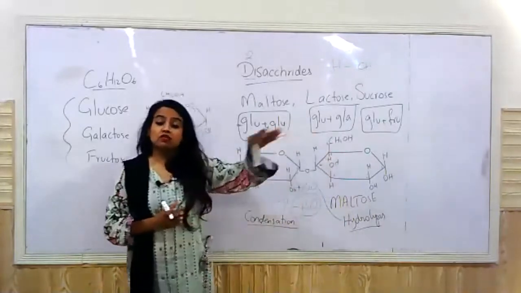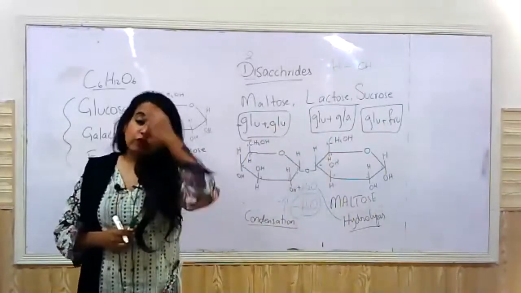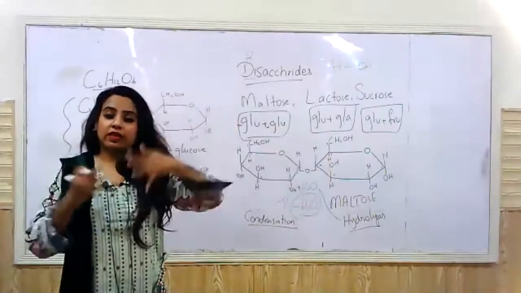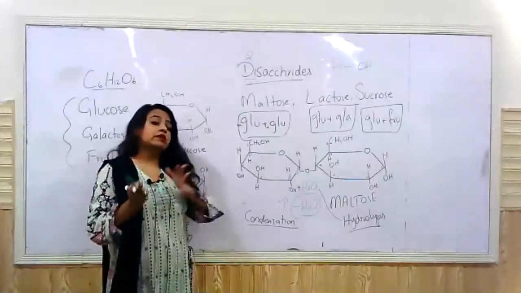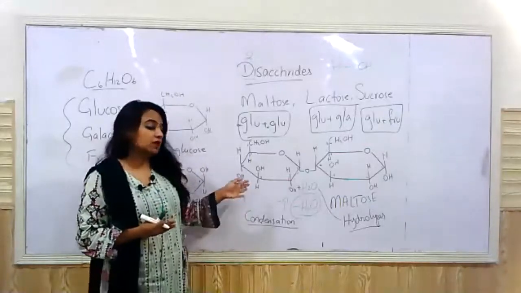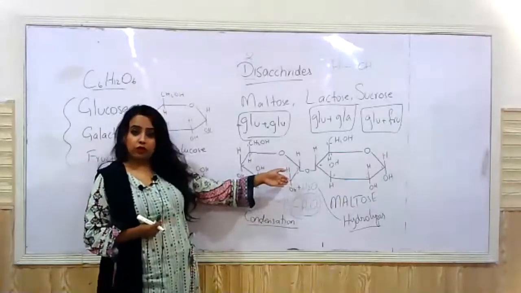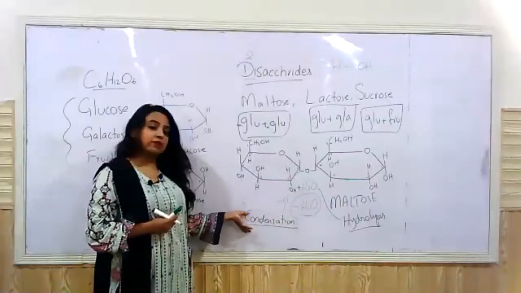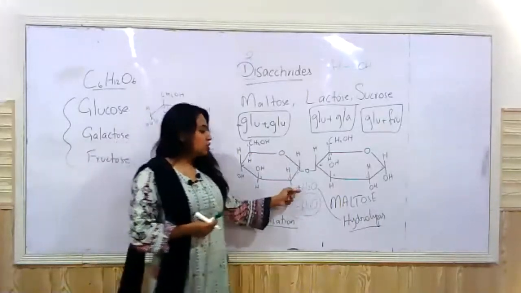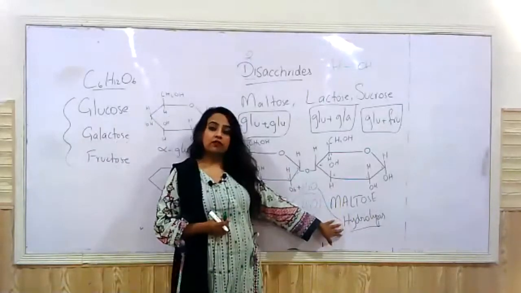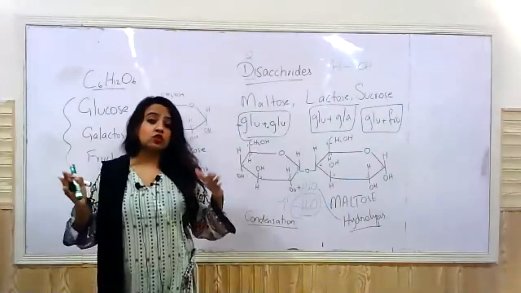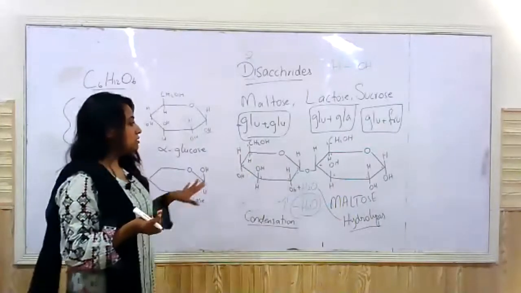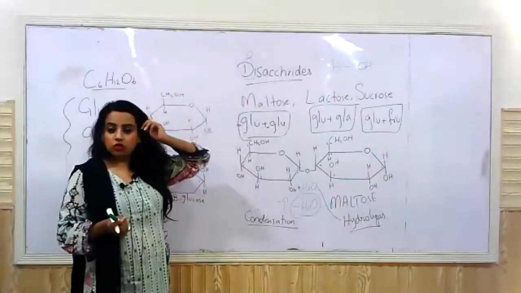This reaction is reversible. By the removal of water, a molecule is linked together and a disaccharide is formed, and a disaccharide can be broken down into its components, monosaccharides, by the addition of water. So removal of water is termed condensation, and addition of water is termed hydrolysis. By adding water back, we can split it back into its monosaccharides, right? So this is how a disaccharide molecule is formed, right?